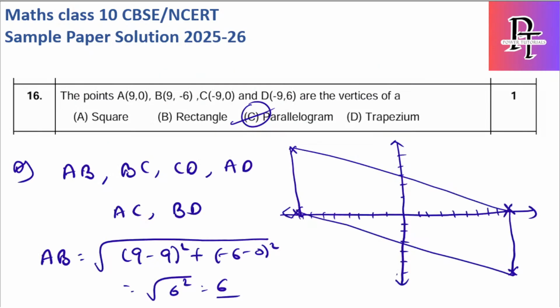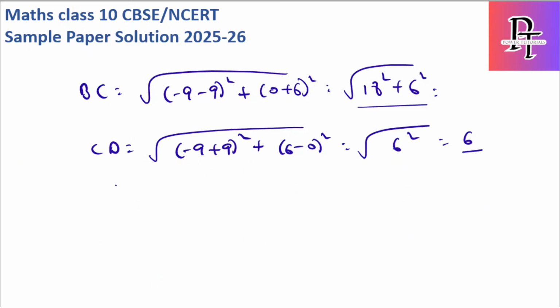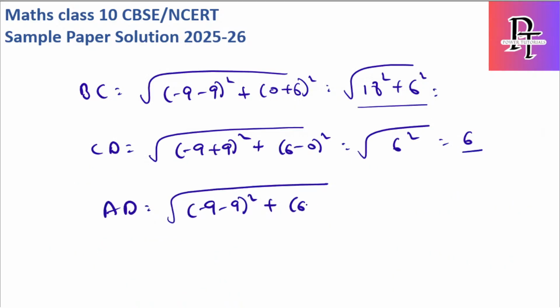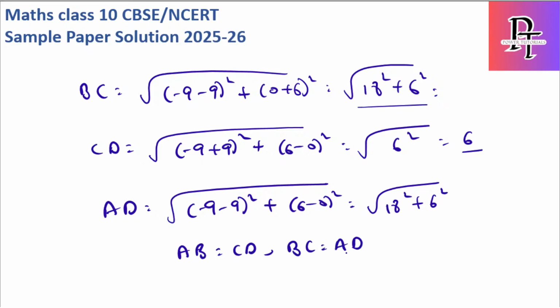Okay, let's see AD now. Minus 9 minus 9, minus 18 whole square plus 6 minus 0 whole square. So this becomes root of 18 square plus 6 square. So from here I can say AB is equal to CD and BC is equal to AD. So we should not stop here itself, because this is applicable for both rectangle as well as parallelogram. Hence we need to find the diagonals also, which are AC and BD.